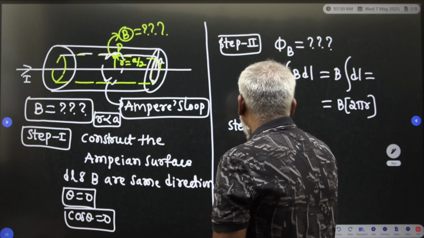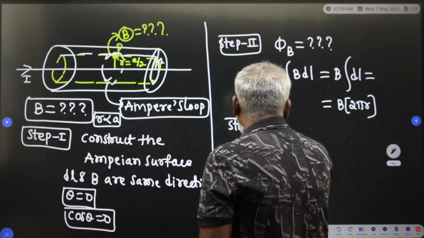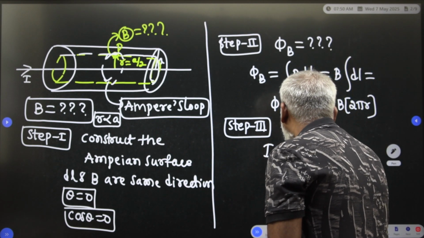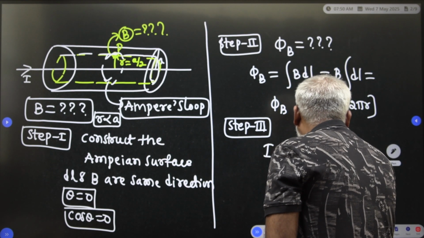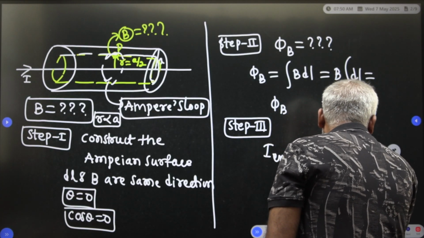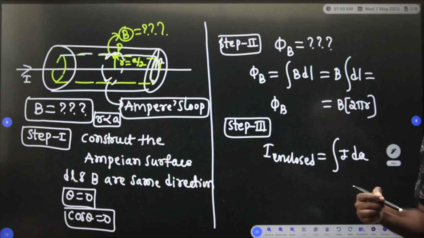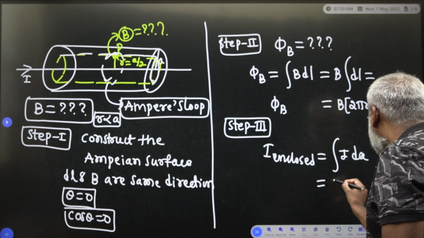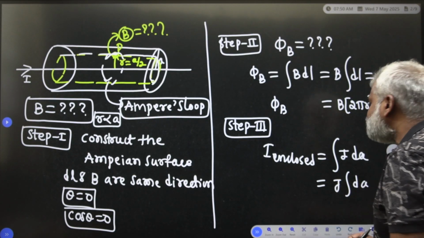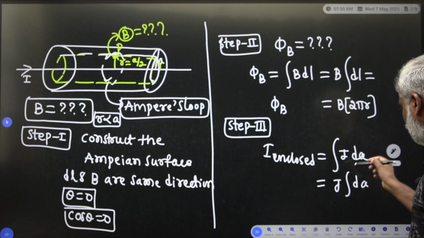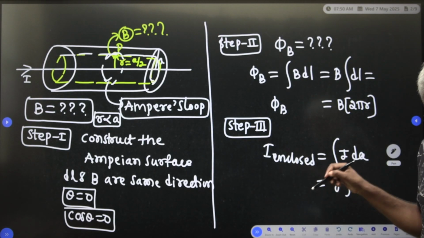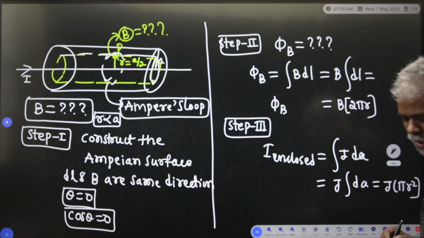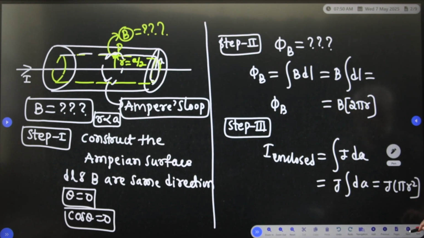Now you are able to see step number 3. What is your step number 3? Find the current enclosed through this Ampere's loop. Current enclosed through this Ampere loop is equal to integral j dA. The current density j you take outside, so integral dA, which is the area of the Ampere loop, is equal to pi r square. You have to get pi r square.